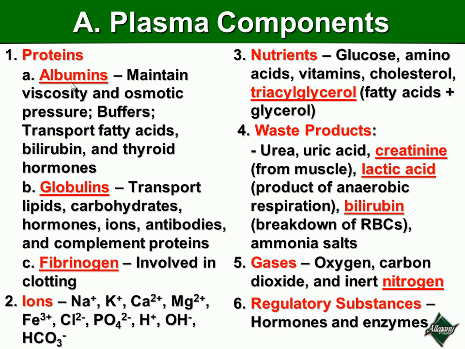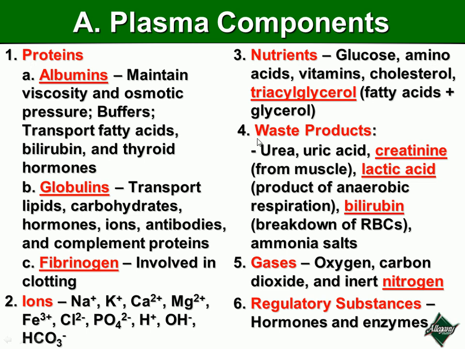Plasma also contains a number of different ions. You find sodium, potassium, calcium, magnesium, chloride, phosphate, hydrogen, hydroxide, and bicarbonate ions. There are also nutrients inside your plasma as well. They include things such as glucose, amino acids, vitamins, cholesterol, and triglycerides, which are just a compound formed from fatty acids and glycerol.